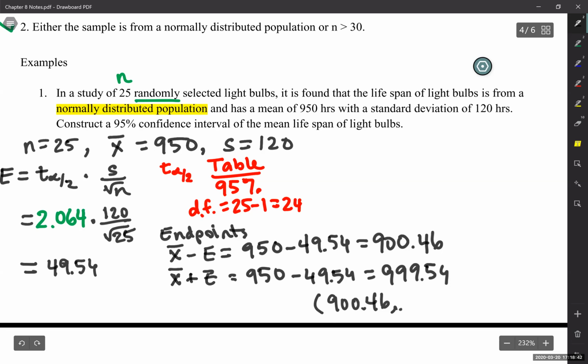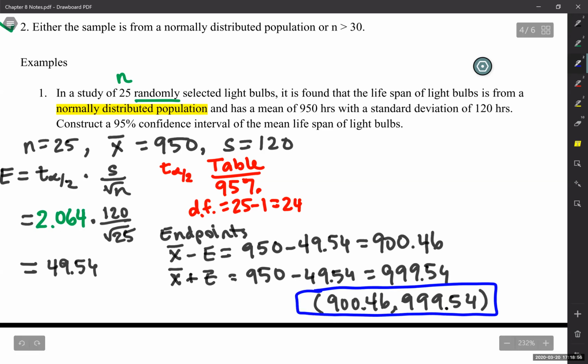So in conclusion, my confidence interval is going to be the smaller number on the left and the larger number on the right. So this right here is our final answer. We have the smaller and the larger. That is our confidence interval.